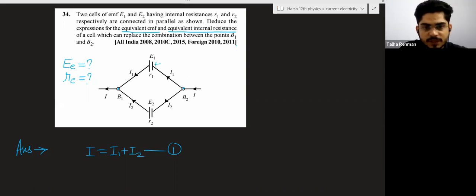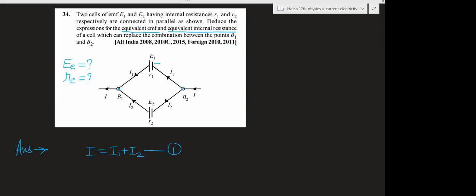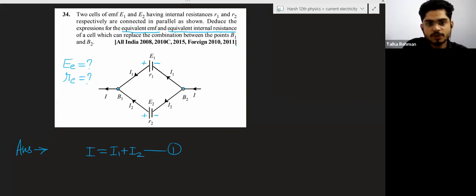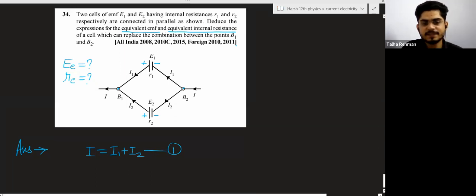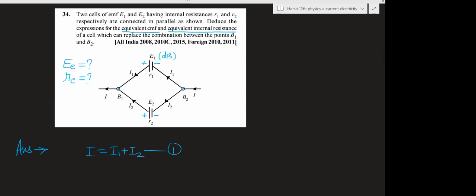Now see the direction of current. This is the positive terminal, this is the negative terminal. This is positive, this smaller terminal is negative, and this is positive. So see here, from here the current is from positive to negative. So this cell is discharging.